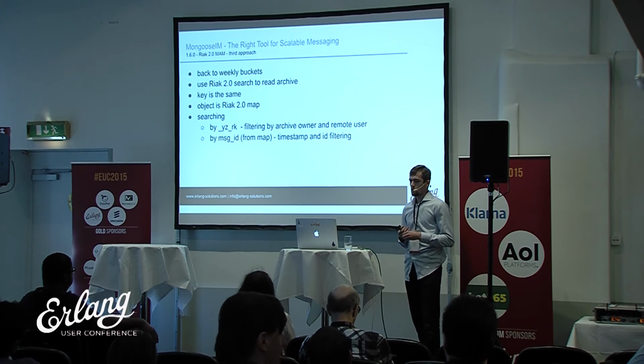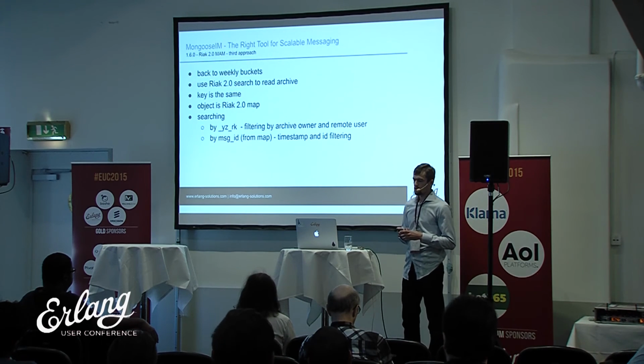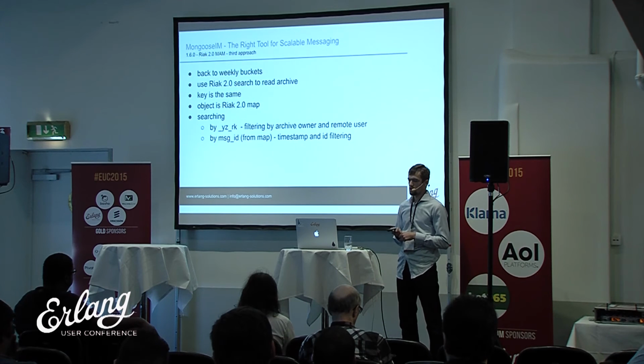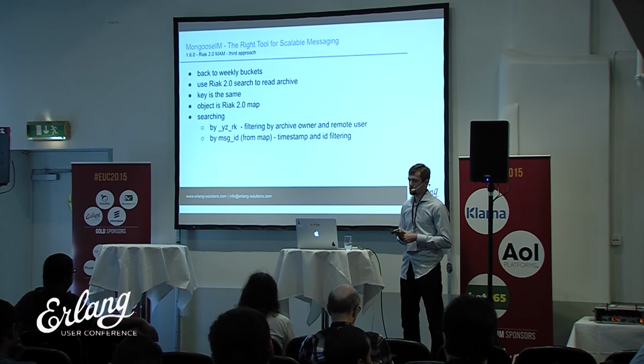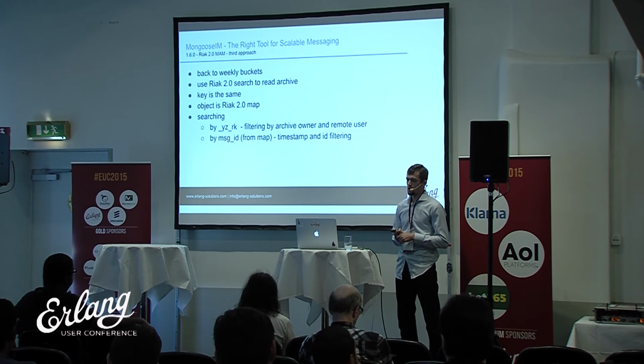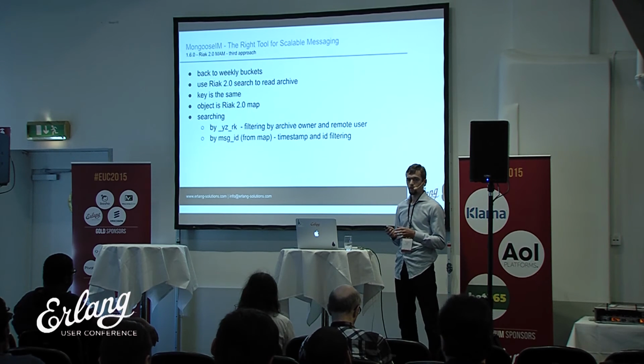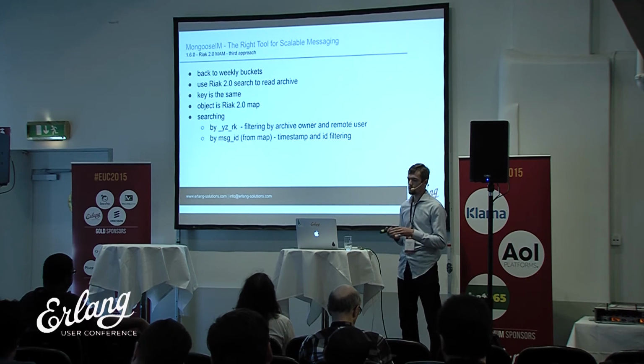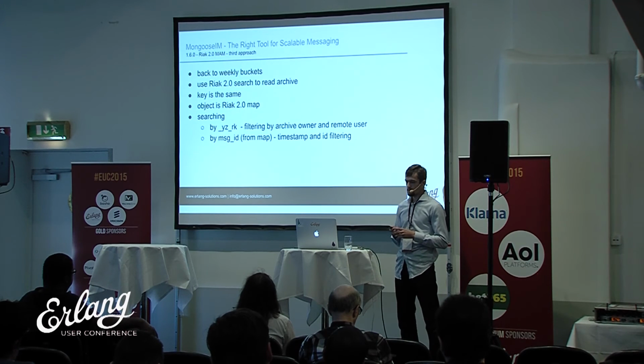And to search, I'm using 2 indexes. The first one is the default index, which is the Riak key. It is used to filter by the archive owner and also by the user with whom we talk. And the second index is the message ID, which contains the timestamp and the ID itself.